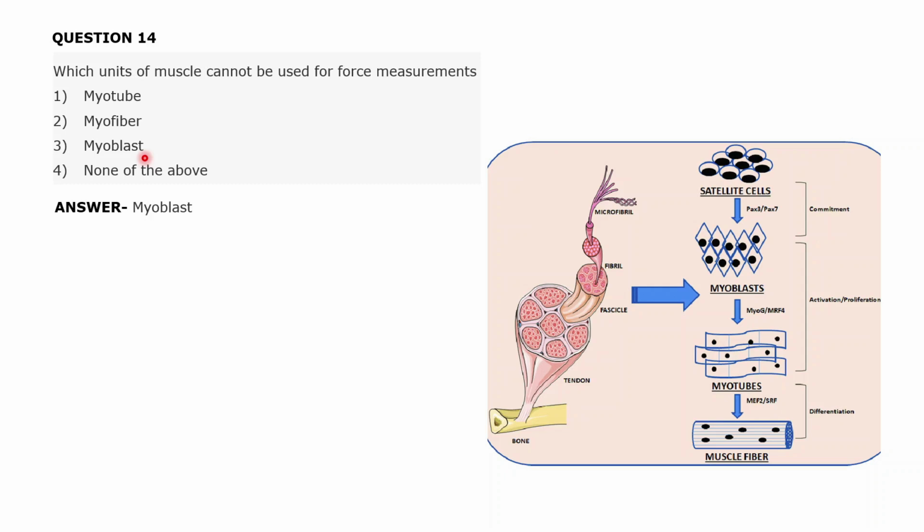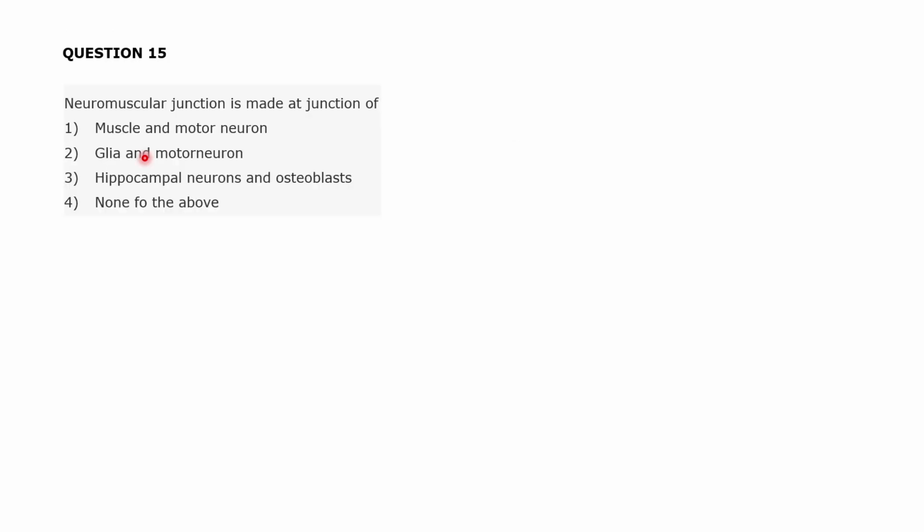Okay, so I think it's clear. So coming on to question number 15. Neuromuscular junction is made at the junction of muscle and motor neuron, glia and motor neuron, hippocampal neuron and osteoblast, none of the above, which might be the answer. Sorry, there was a mistake here.